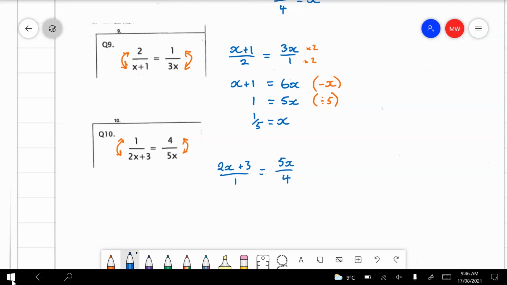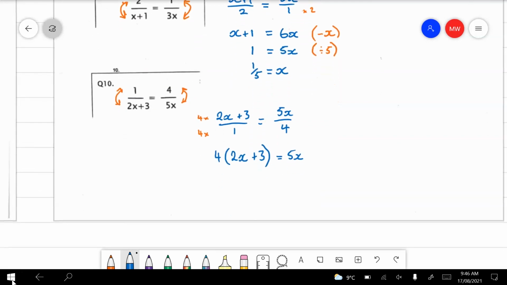We want those denominators, the bottom numbers, to match. So we'll make this one 4 times bigger. Anything I do to the bottom, I've got to do to the top. So I'll end up with 4 outside of 2x plus 3 being equal to 5x. Expand and solve. So I'll end up with 8x plus 12 equaling 5x. I might take 12, the first move, I'll end up with 8x equaling 5x minus 12.